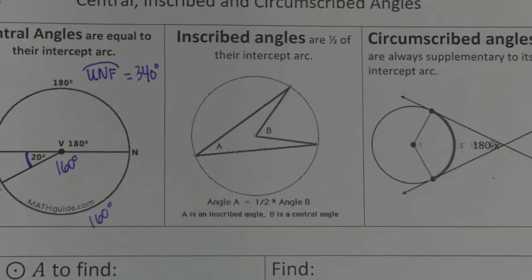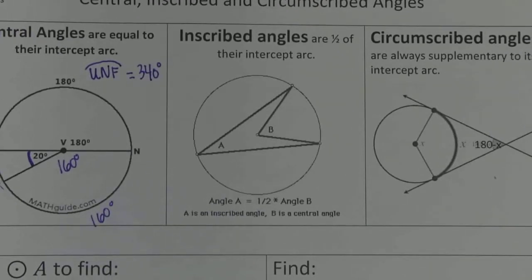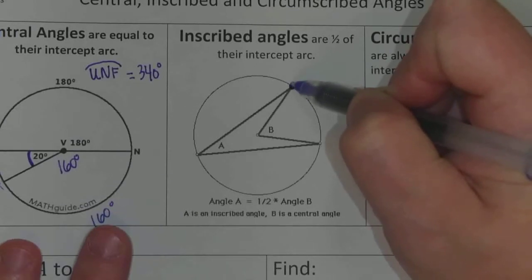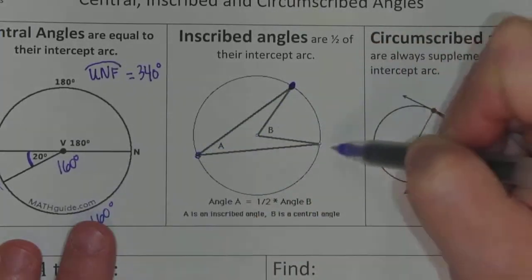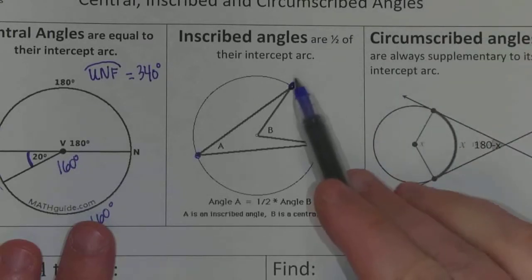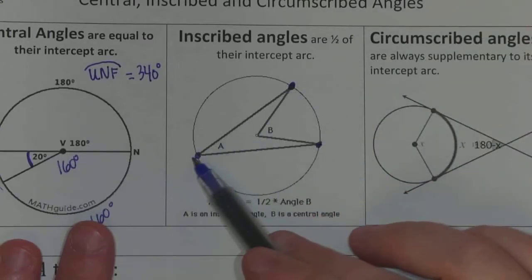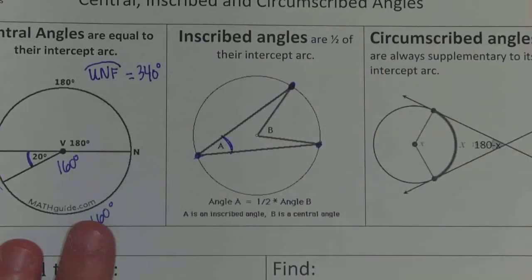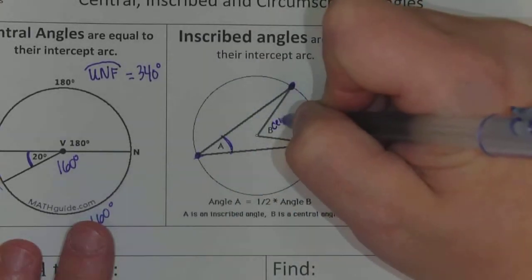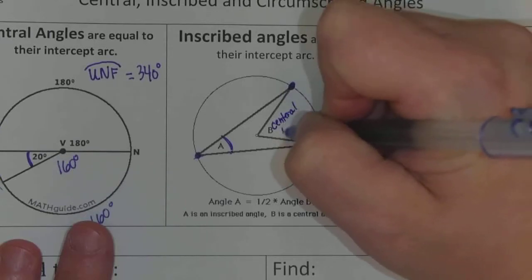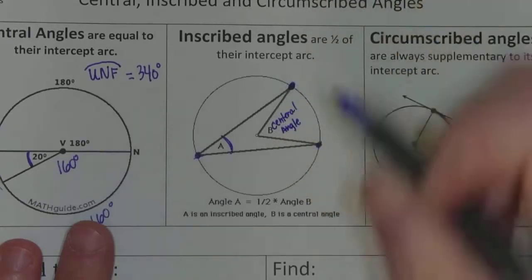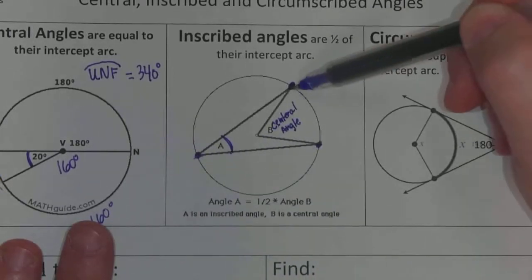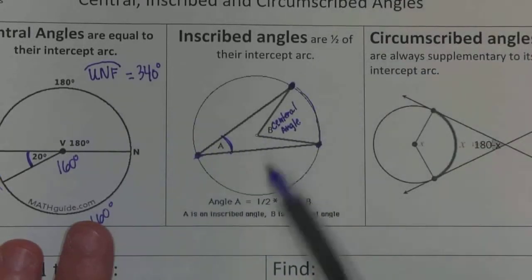All right, the next kind of an angle then is called an inscribed angle. If you remember when I told you the other day what an inscribed angle is, I told you it had to touch the circle in all 3 spots. Start, middle, finish. So angle A right here is the inscribed angle. Angle B right here is that central angle, right? So every inscribed angle can have a central angle. It also has what we call an intercept arc.